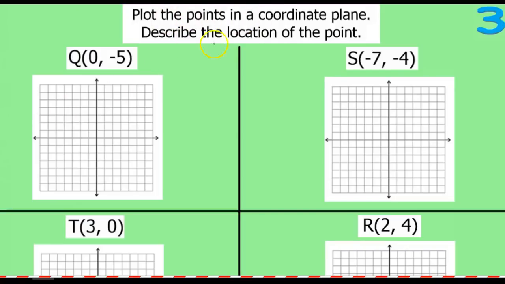Now it says plot the points in a coordinate plane and then describe the location of the point. Our first point is 0, negative 5. So I'm going to go 0 on our x-axis, because remember the x always comes first. Then the y, start at 0, we're not going anywhere, but we are going down negative 1, 2, 3, 4, 5. So this is our point 0, negative 5, and that is Q.